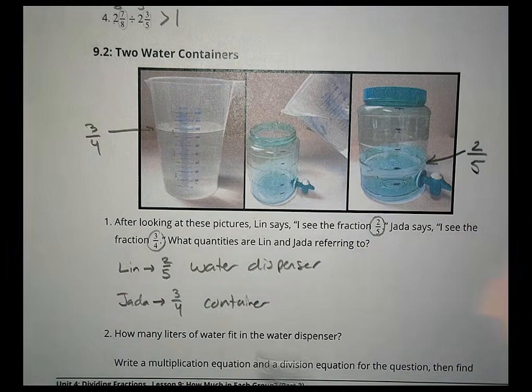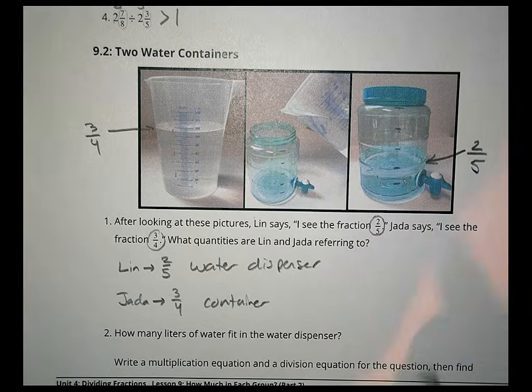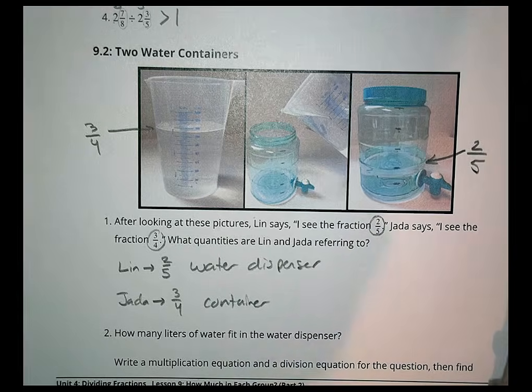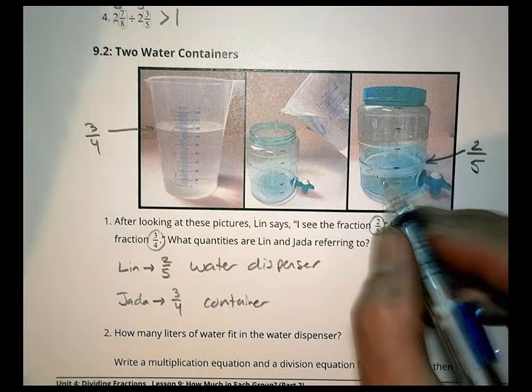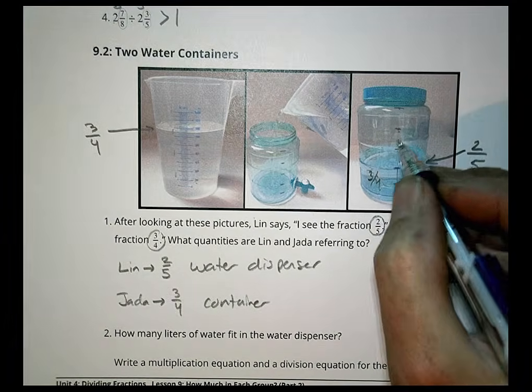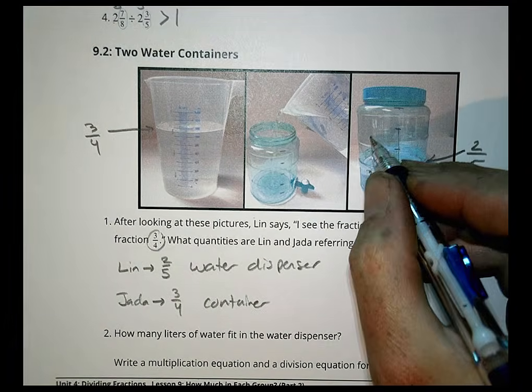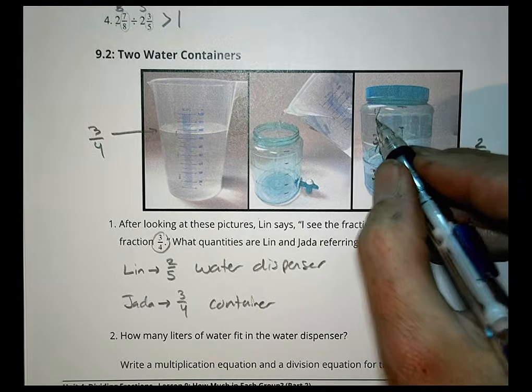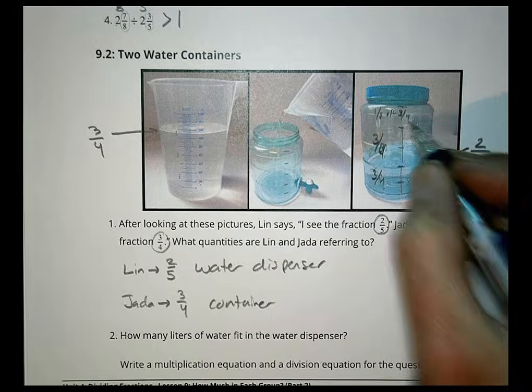The question is then on the next one, how many liters of water fit in the water dispenser? So how many liters of water fit into that water dispenser? What we can see is that we know that 3/4 fit into 2 of those, right? Which would mean we'd have another 3/4 here, and then right here we end up with half of a 3/4 there.